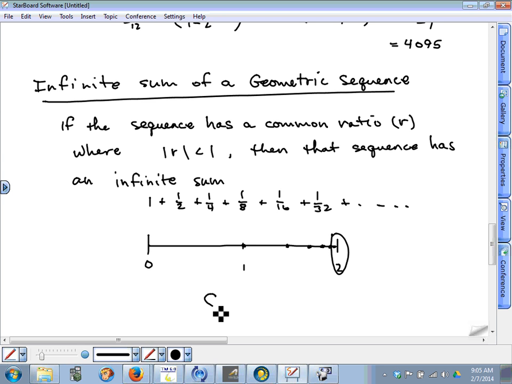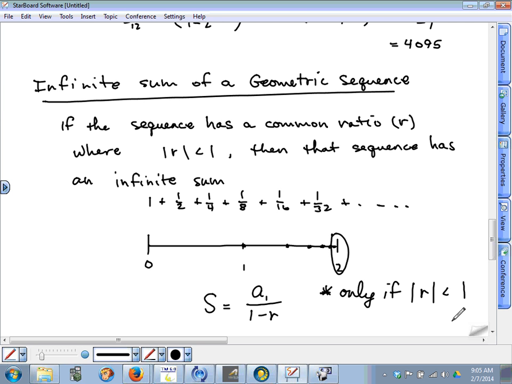Okay? Here's the formula for the infinite sum. It's really easy to remember. It's a sub 1 over 1 minus r, where a sub 1 is the first term and r is the common ratio. And write it again, even though you've written it down, so you can see it twice. Only if the absolute value of r is less than 1. The common ratio has to be less than 1.